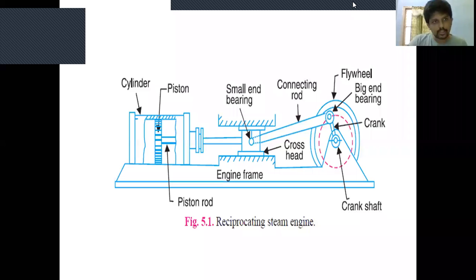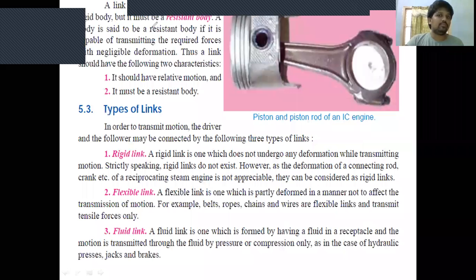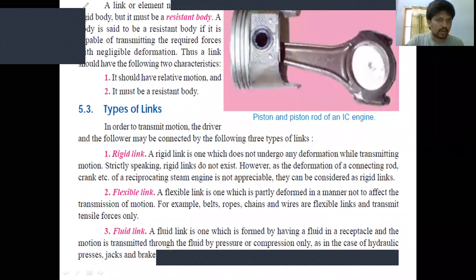But before going to that, any link need not be a rigid body. It must be a resisting body. What is the difference between a rigid and a resistant body? A rigid body is something in which if you apply any kind of load, there will be no change happening. We define those as rigid bodies. Whereas resisting bodies will have partial changes in them, in the form of deformation. We define them as resisting bodies. So a link need not be a rigid body, but it should be a resisting body.